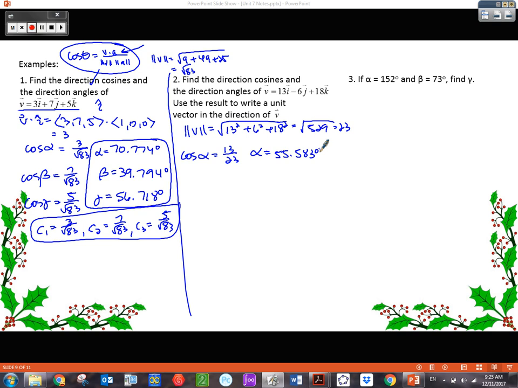55.583 degrees. So let's do cosine beta. My C2, or my second direction cosine, is negative 6 over 23. Be sure that you put that in as a negative. Let's think about what that means. Which quadrant is cosine negative in? The second and third, right?